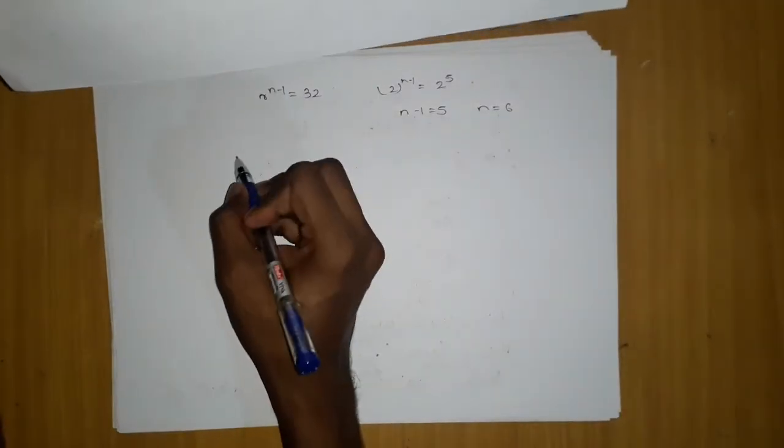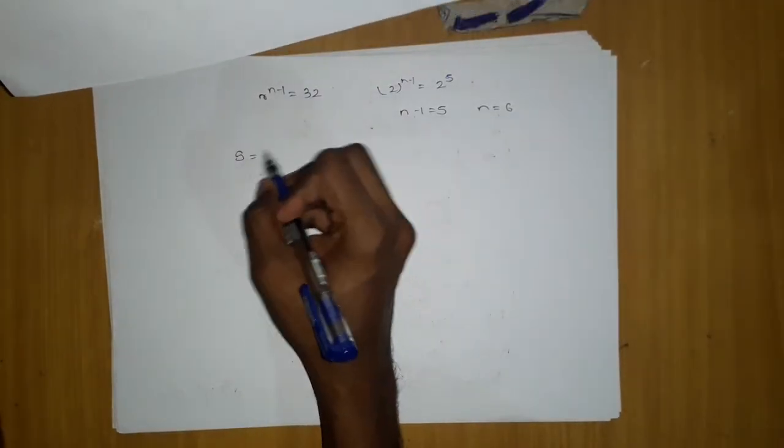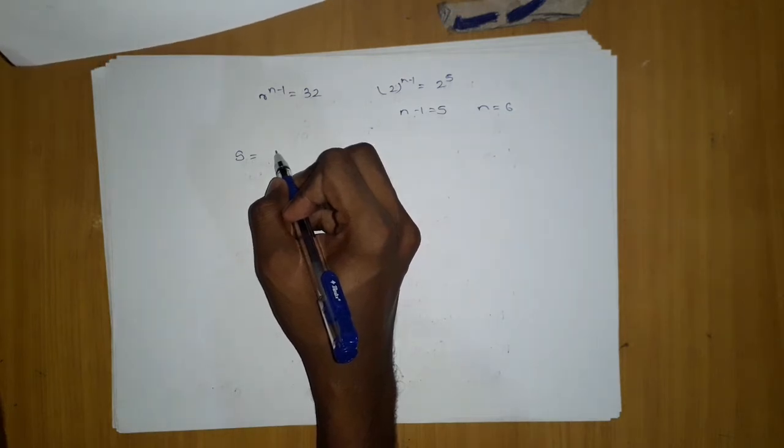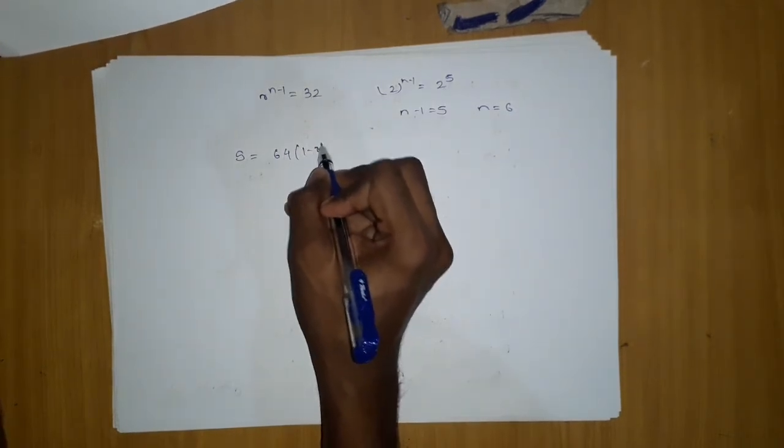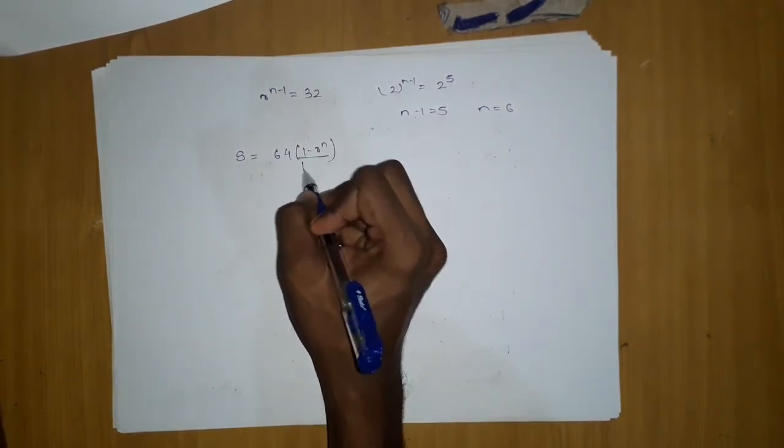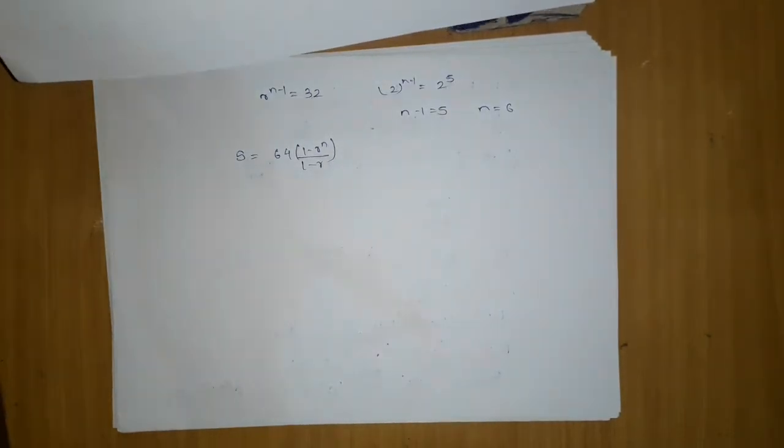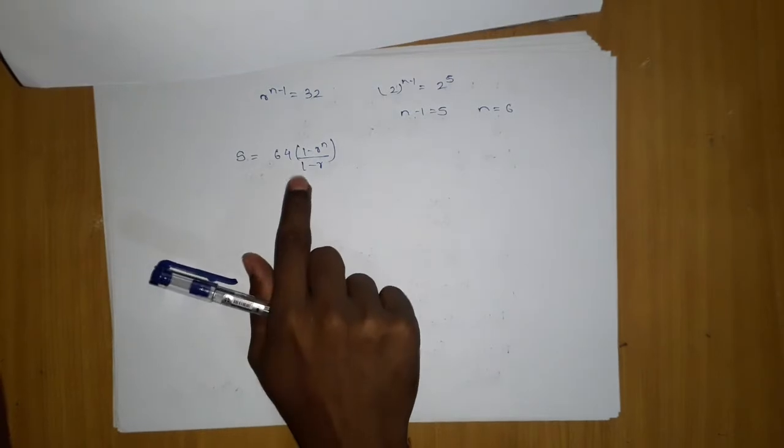If the decreasing GP is considered, then we want to find the sum of the infinite terms. For that, I consider the sum in decreasing GP as 64 into 1 minus r power n upon 1 minus r. Now you will say it is an infinite GP, so why are we doing this? We are doing it because we are considering it as a GP for now, since it is a decreasing GP.